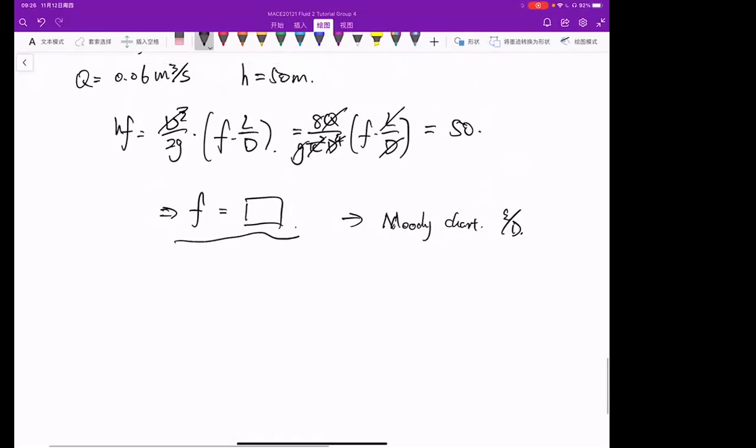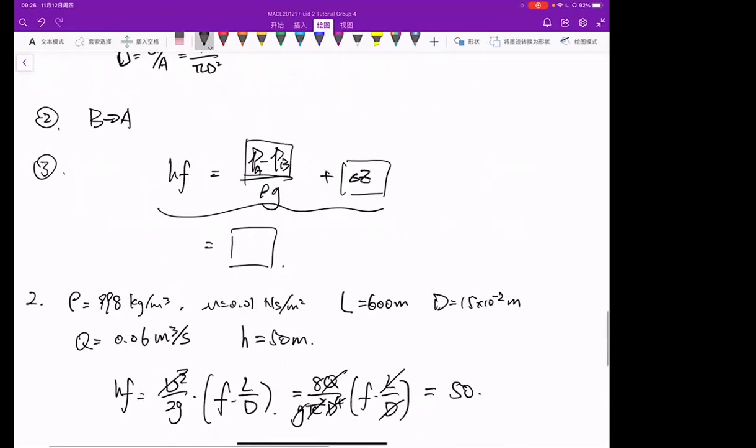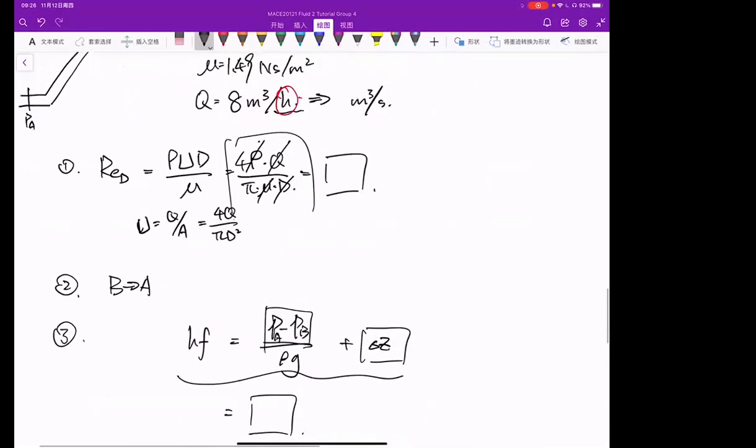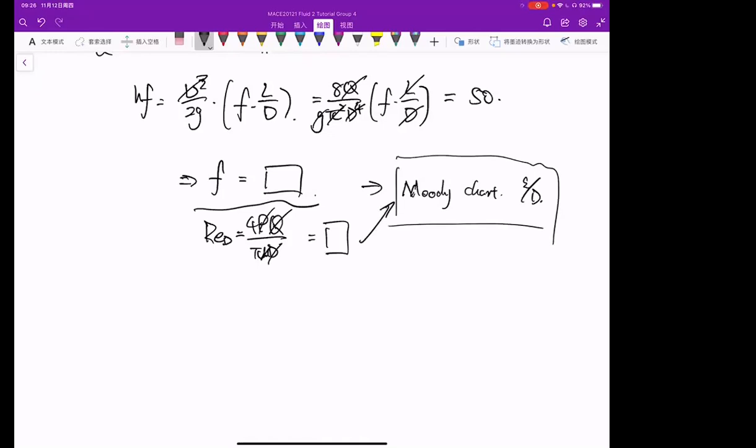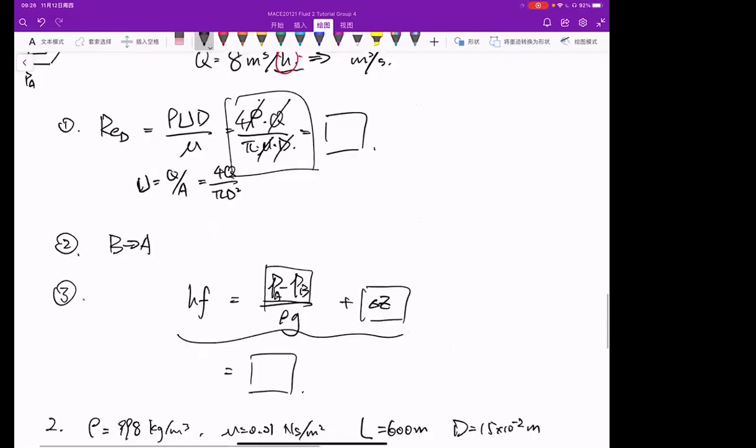By the way, once you have the friction factor, you can also calculate the Reynolds number, which is, referring to the previous equation, 4 rho Q over pi mu D. So mu is given, D is given, Q is given, rho is given, you could have the Reynolds number, and then with both of them, you could find the result in the Moody chart.